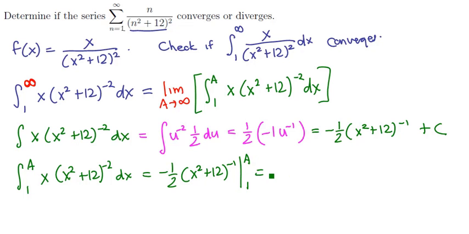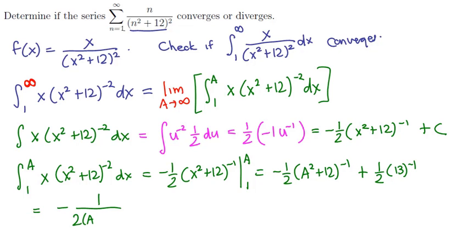So if we plug in a, we're going to have minus 1/2 times (a squared plus 12) to the minus 1. Then we're going to subtract negative 1/2 times (1 plus 12, or 13) to the minus 1. And then if we clean that up a little bit, that's minus 1 over 2 times (a squared plus 12), plus 1 over 2 times 13, or 26. So there's our approximate area.